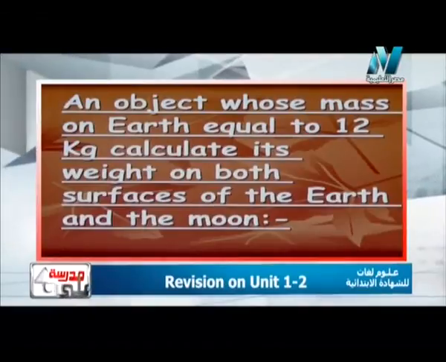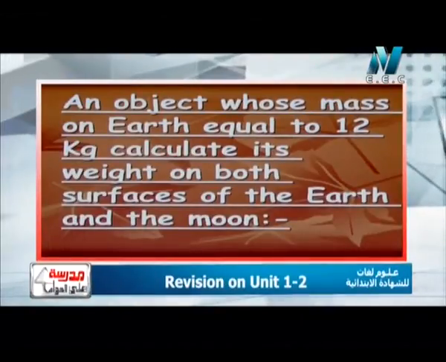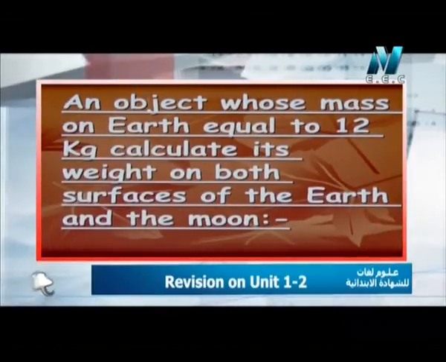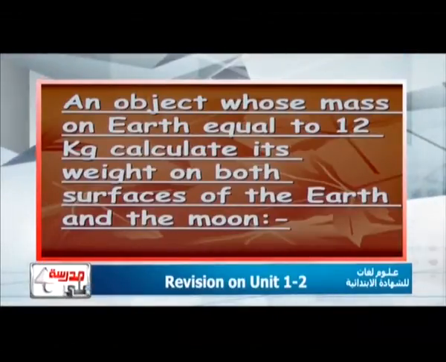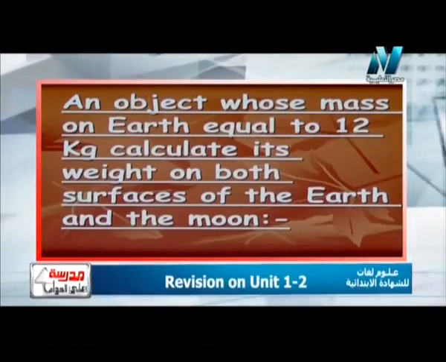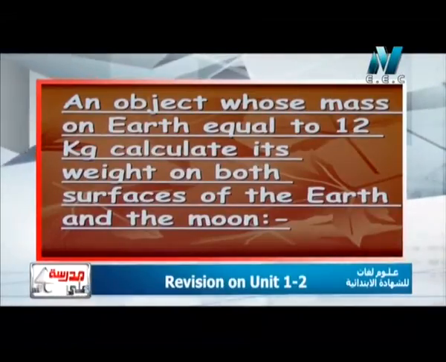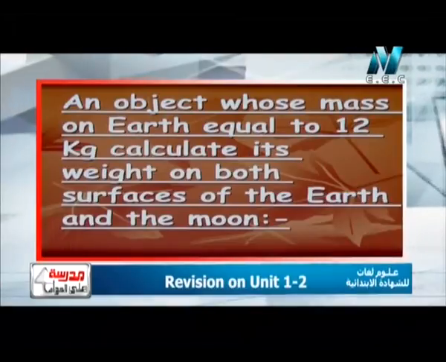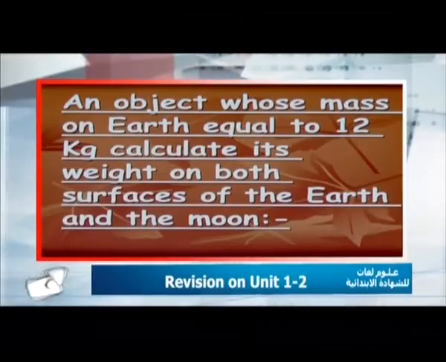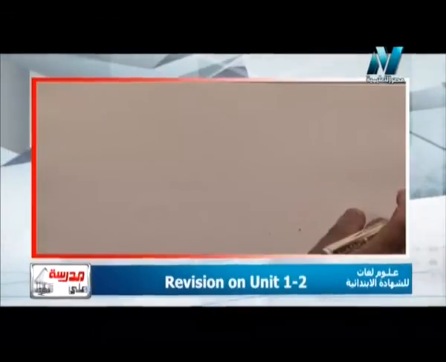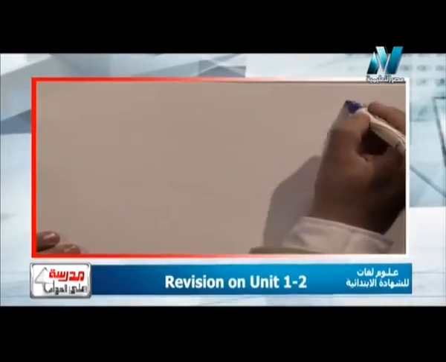Another question: an object whose mass on Earth equals 12 kilogram. Calculate its weight on both the surface of the Earth and on the Moon. That's another problem of mass and weight. Surely we can answer this problem easily and correctly if we only write the two laws of mass and weight. We start with what?